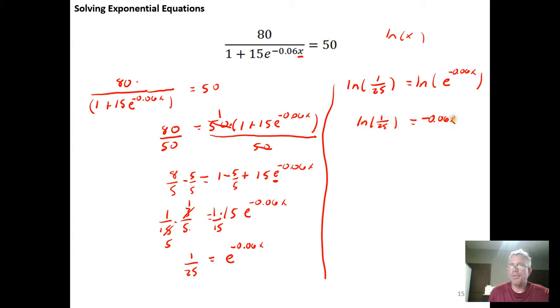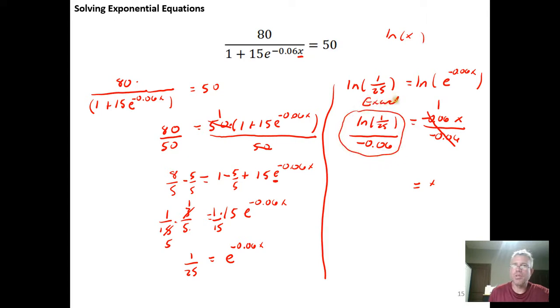And then I'll divide both sides by negative 0.06. Negative 0.06 divided by negative 0.06 is 1. That's going to leave me with 1x equals this mess over here. And this is the exact answer right here. This is exact.